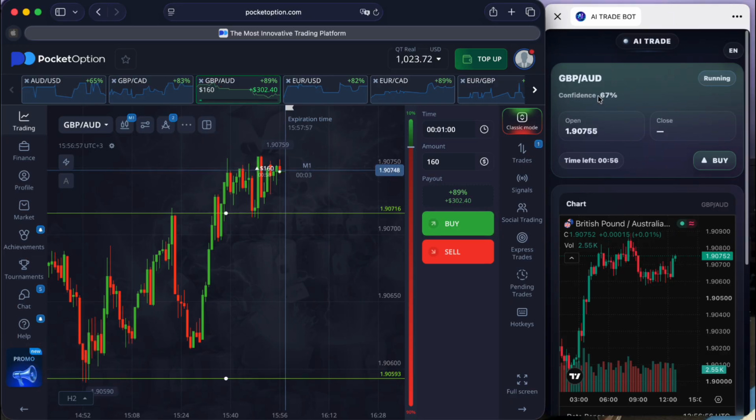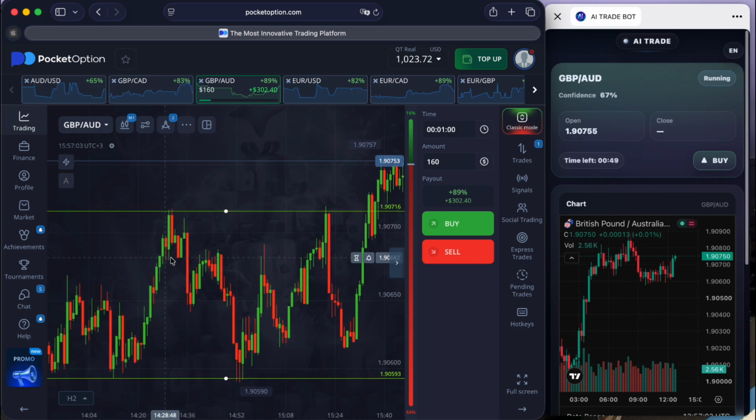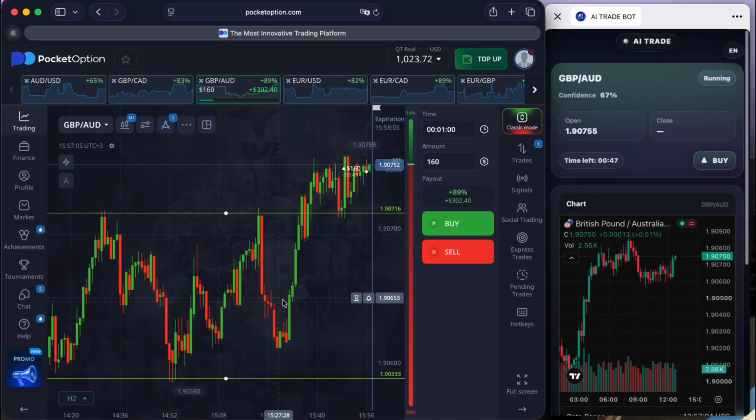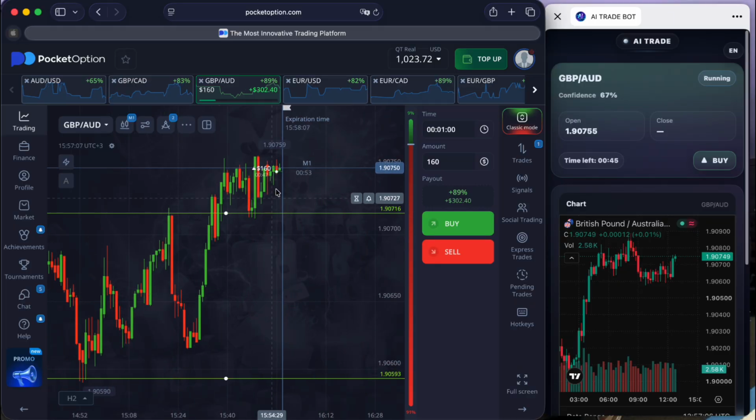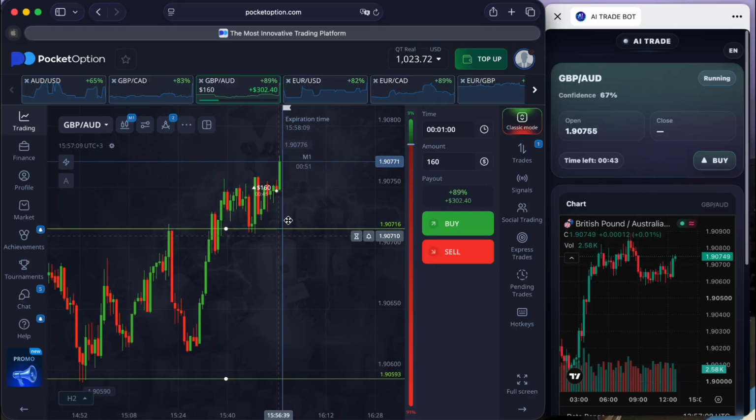There is a buy signal with 67% confidence, opening along this ascending trend line. The last maximum price was broken here. Our price is moving from the last minimum value along this ascending trend line. The price here produces a sharp upward impulse. We can see what an ideal entry point the bot gives us here on this asset.